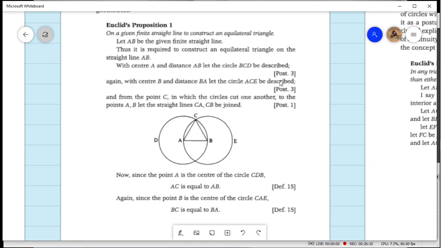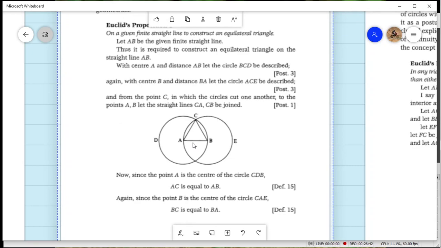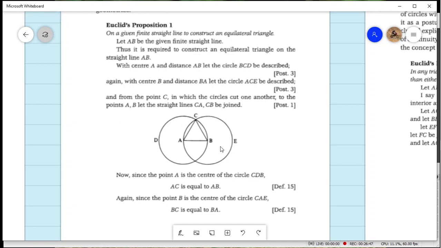But by proposition 3, a unique circle can be drawn using A as the center and the length of segment AB as the radius. So we'll have a circle here, call it circle BCD. Also, in a similar way, we can draw another unique circle using B as the center and the length of the line segment, again, as the radius. So that would be circle ACE.